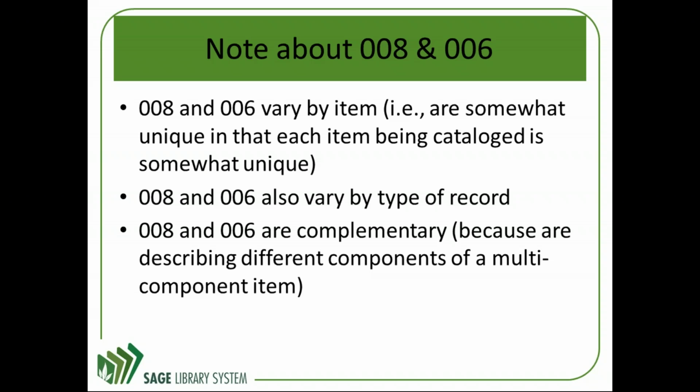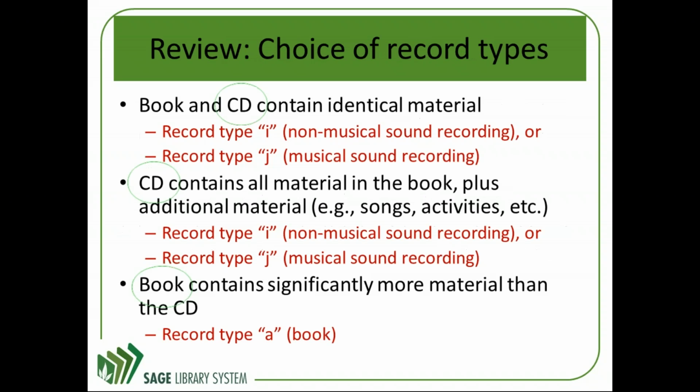Now, because the 008 and the 006 vary by the type of record, I want to make sure that we go back over that information. If you recall, when we're looking at read-alongs, most read-alongs will fall into one of three different categories. So it'll either be that the book and the CD contain identical material.